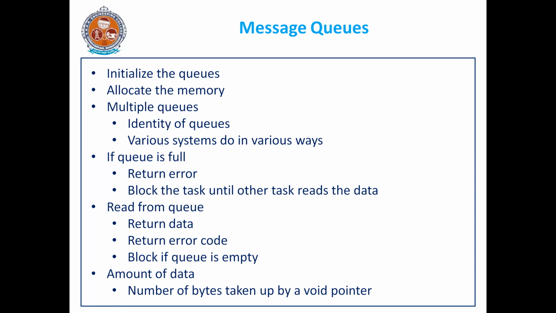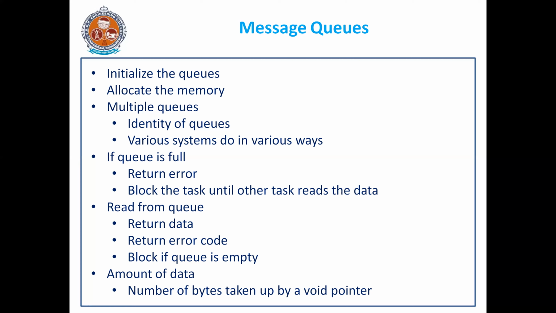First of all, if you want to use a message queue, you have to create a queue and initialize it. After initializing the queue, you have to allocate the memory. If you want, you can also use multiple queues, similar to multiple semaphores. If you are using more queues, you should identify which queue must be used for which data. That is very much important, that is the identification of the queue. And various systems do multiple queues in various ways.